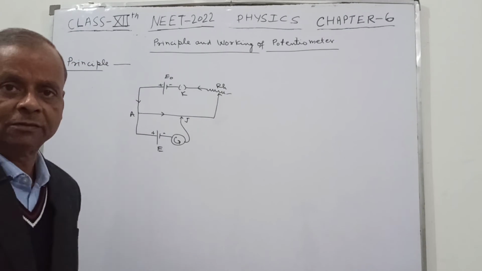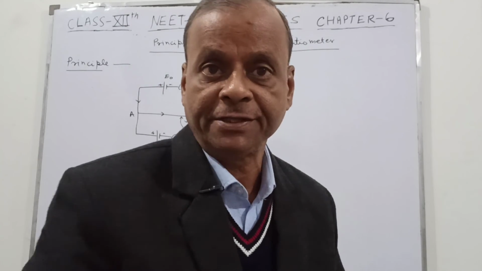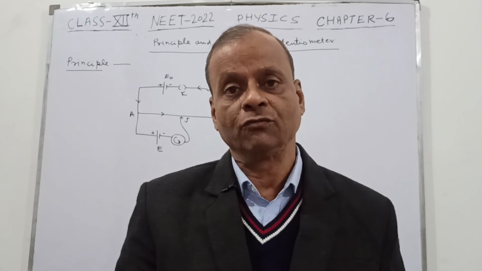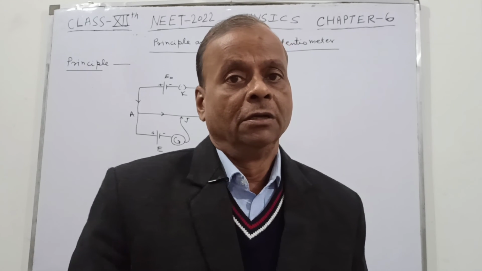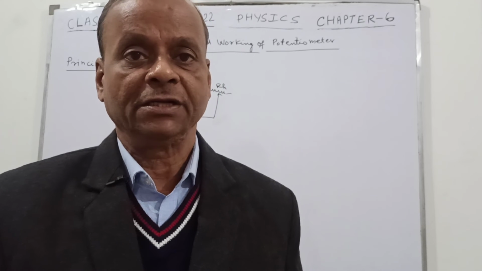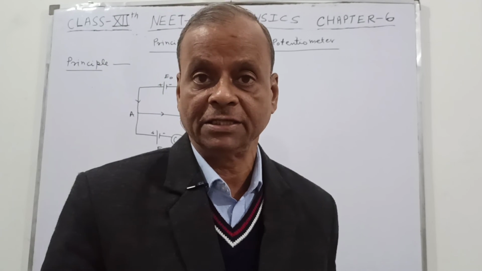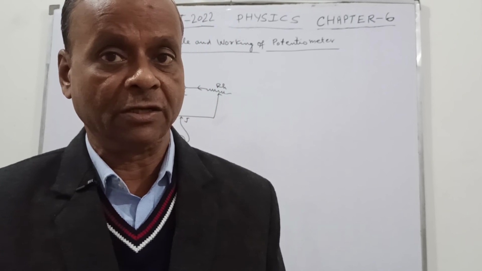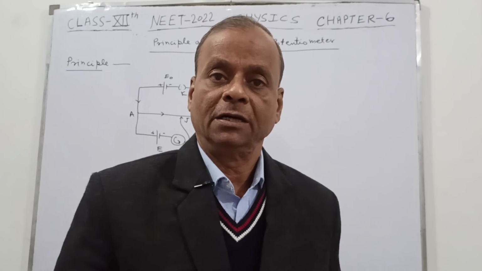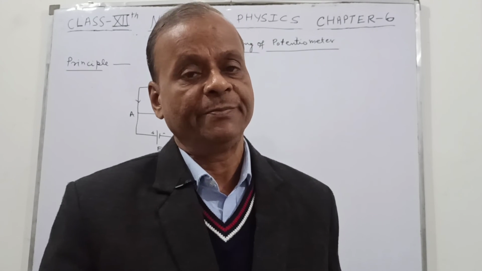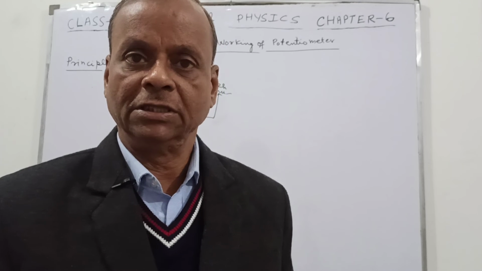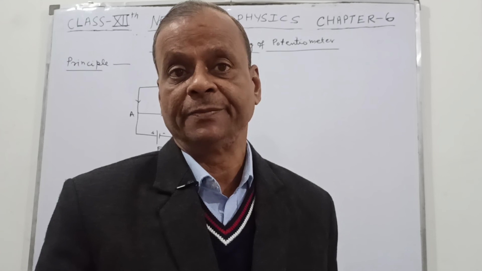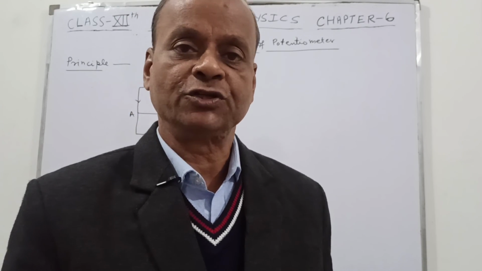I told you that the length of the potentiometer wire is 10 meter, and this 10 meter wire is mounted on a rectangular wooden board in pieces of 1 meter each. So there are 10 pieces, and then the ends of the wires are connected by means of a metallic strip which are of equal width and of the same material, so that the resistance of this strip may be negligible in comparison to the resistance of the potentiometer wire.